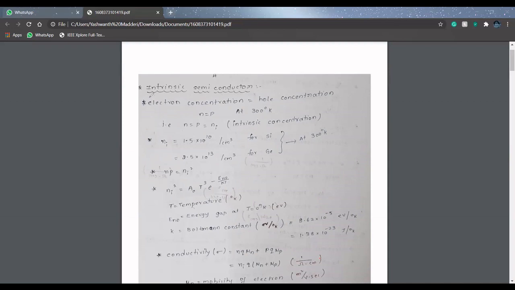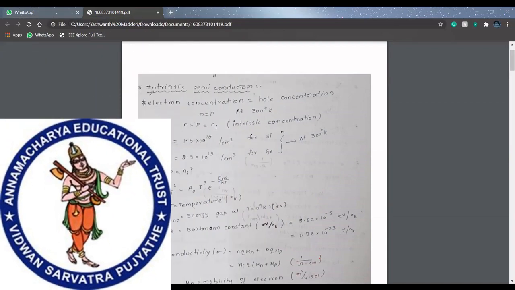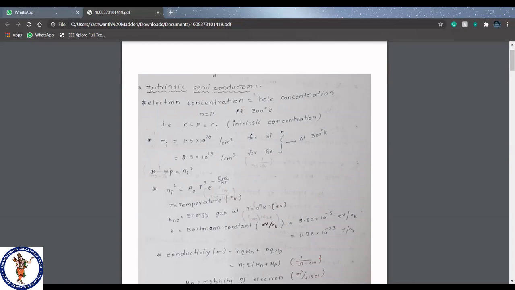Some of the definitions like drift velocity, conductivity, current density, resistivity, resistance, and everything. I will go through some of the topics today, like what is an intrinsic semiconductor, what is a p-type semiconductor, and what is an n-type semiconductor. What are the differences, like how the conductivity changes compared to p-type and n-type, and with respect to intrinsic semiconductor, everything we will see.